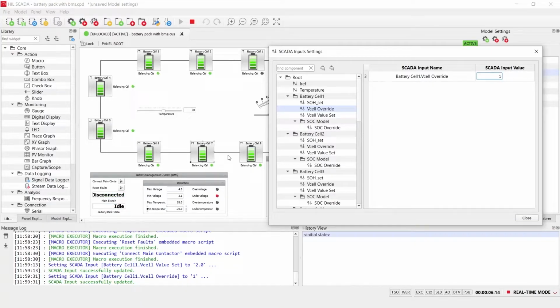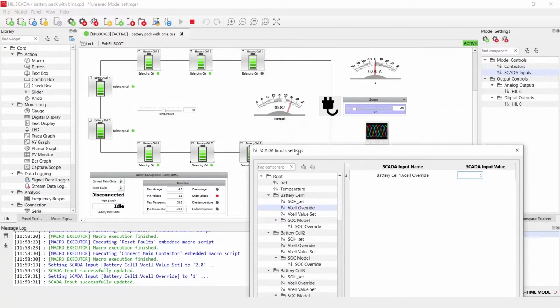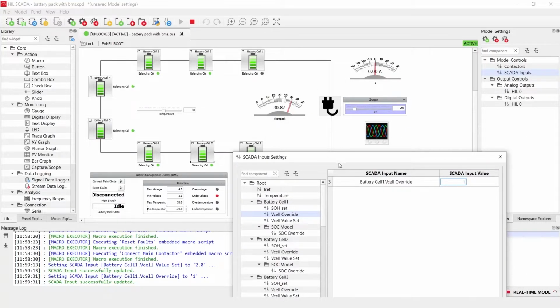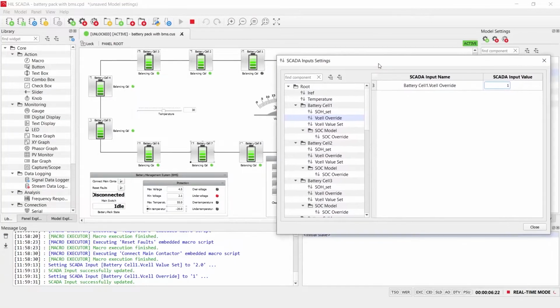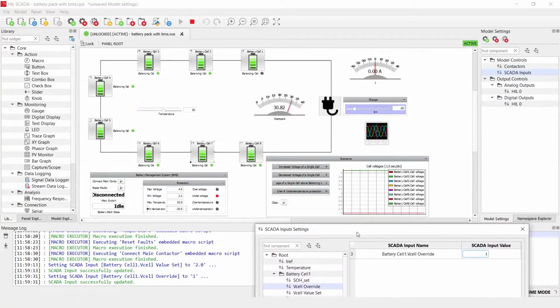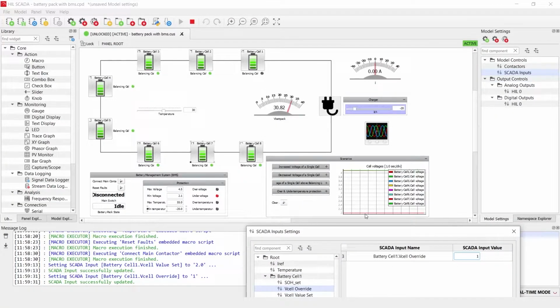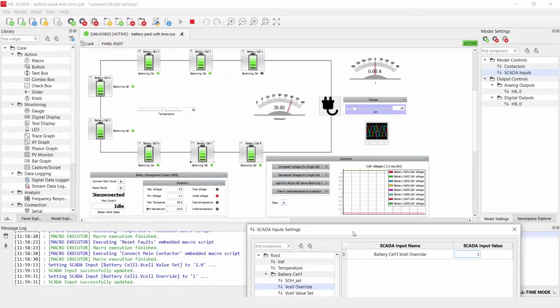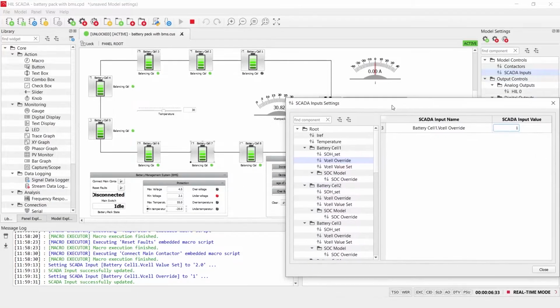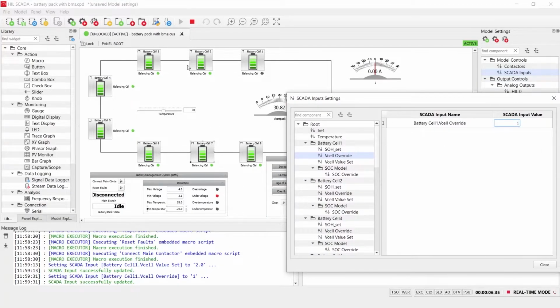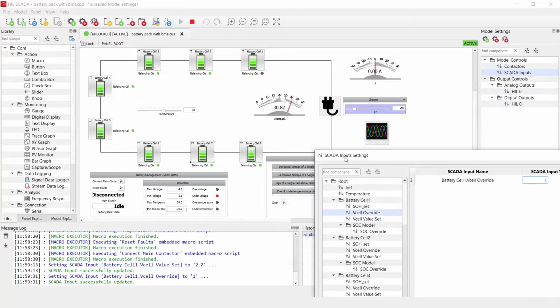When I do this, we can see that the under voltage flag is raised, and again the main contactor is switched off. Another important thing to mention is that not only one battery cell now has the voltage of 2, and we can test our battery management system, how it reacts, but we can also test the balancing of all the battery cells.